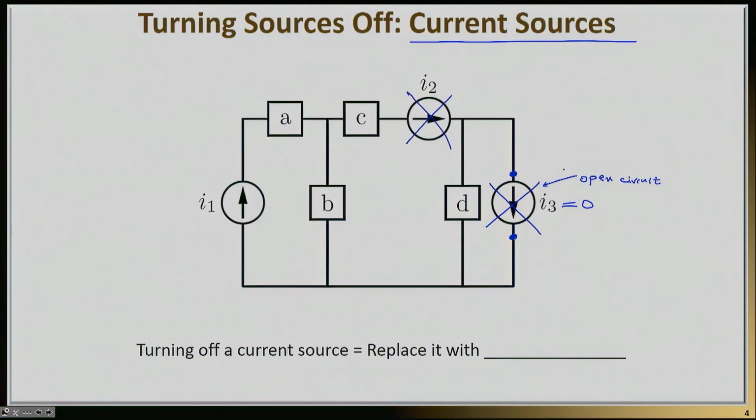Similarly, I2 will be turned off if it's replaced by an open. If I remove it from my schematic and literally replace it with nothing. So the rule that you need to remember is that turning off a current source is implemented by replacing it with an open circuit. And this is exactly what we do all the time to turn off current sources. So remember, to turn off a voltage source, replace it with a short. To turn off a current source, replace it with an open.